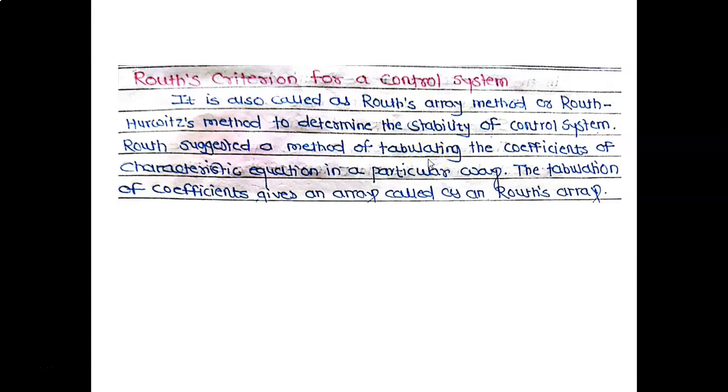Today we will see the last point of this chapter number 5, that is steady state analysis and transient response, that is Routh's criteria for a control system. It is also called Routh's array method or Routh-Hurwitz method to determine the stability of a control system. Routh suggested a method for tabulating the coefficients of the characteristic equation in a particular way. The tabulation of coefficients gives an array called Routh's array. Routh was a scientist.